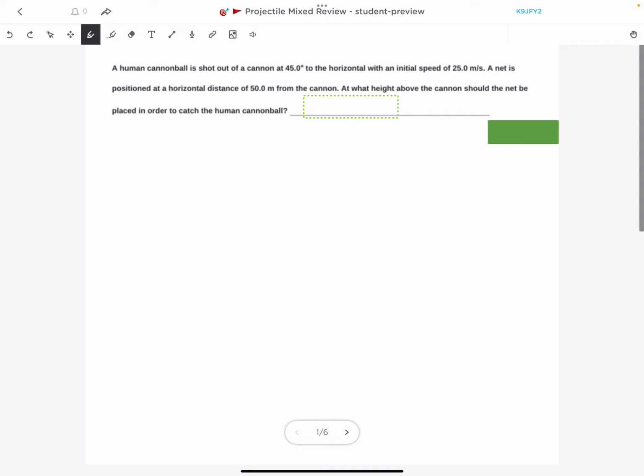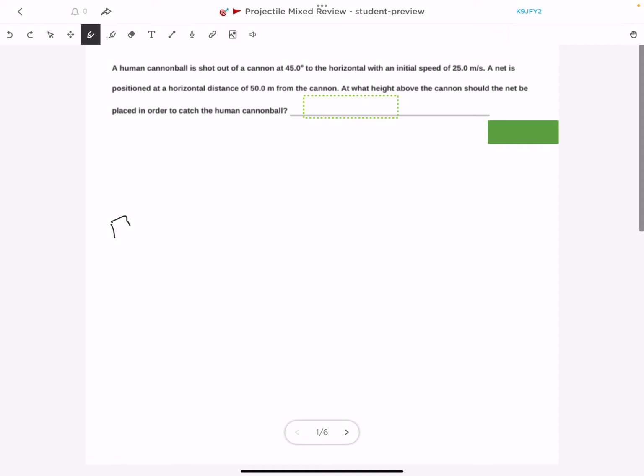All you need to do is the same process as with level ground. Typically, you calculate the amount of time that the projectile is going to be in the air by looking at the x direction, and then from that, you can figure out what the vertical position is going to be. So let's work through this problem. This is part of the review, and it is going to be very relevant for the test. So we have a human cannonball shot at 45 degrees.